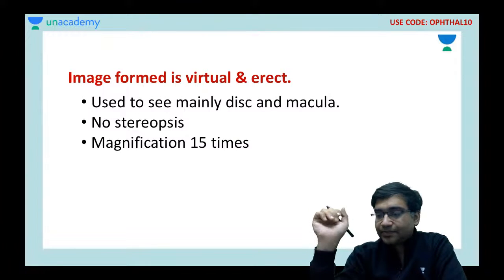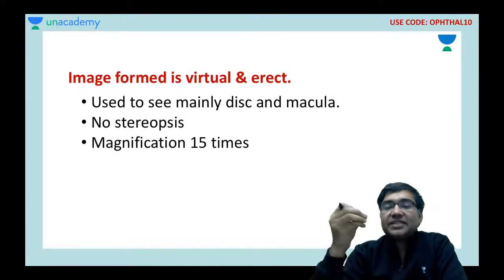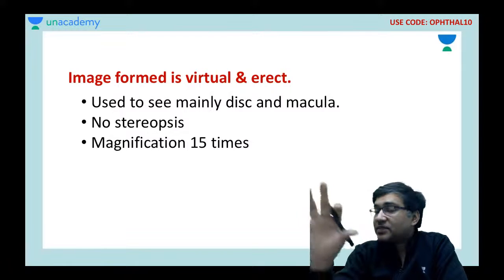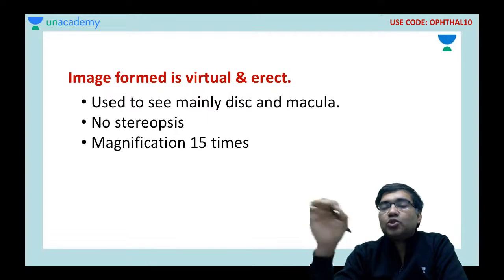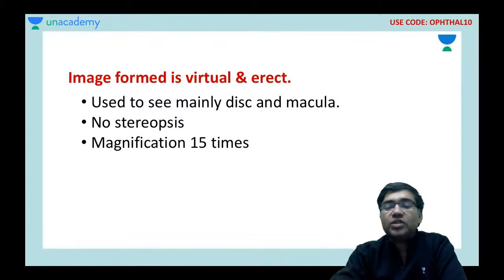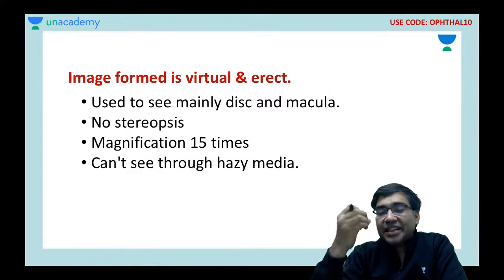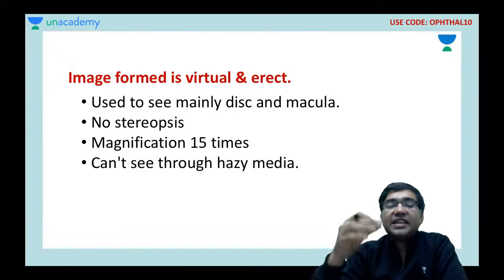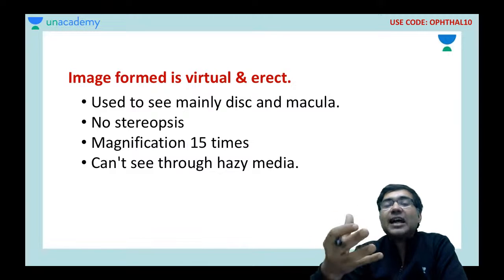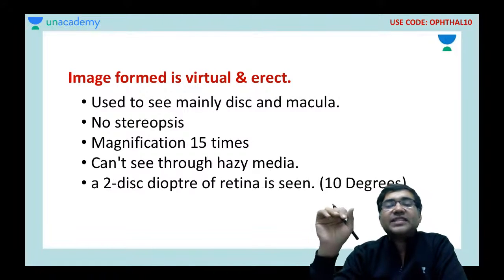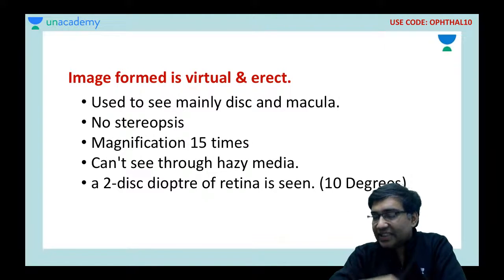Around 15 times. Another disadvantage is that you cannot see through a vitritis, or if there is an advanced cataract or a corneal opacity. So it cannot see through a hazy media, where we use indirect ophthalmoscopy. And last but not the least, how much degree of view do we see? Around 10 degrees of view, and 10 degrees of view is basically called 2 disc diopters of the field. So it sees around 2 disc diopters of the retina, which is around a 10 degree field of view. Is it clear, all of you?